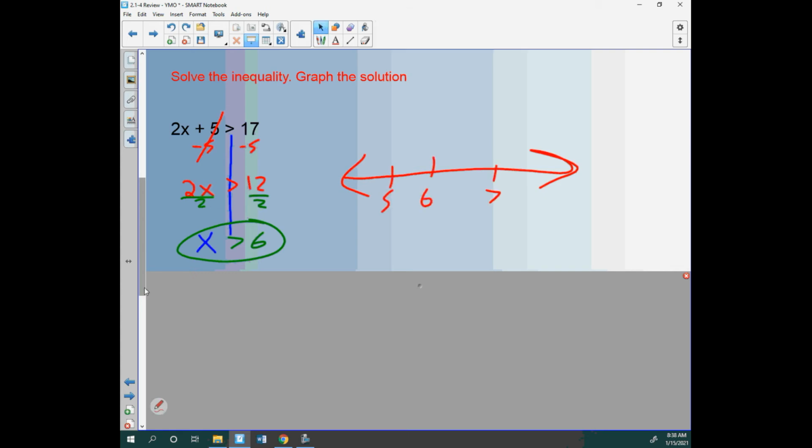So do one less and one more on each side. We have an open circle, and x is greater than 6. So it's on the right-hand side there, that variable, so it's going to go that same way.